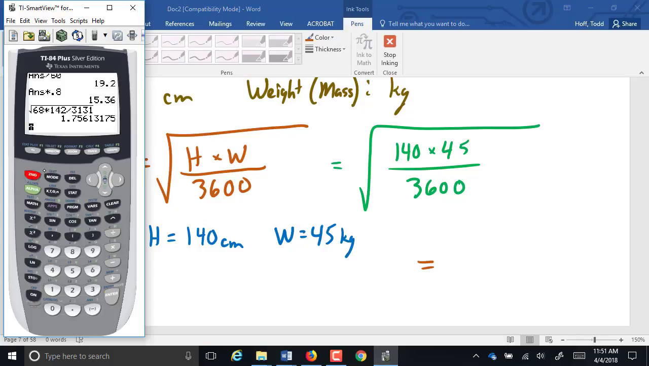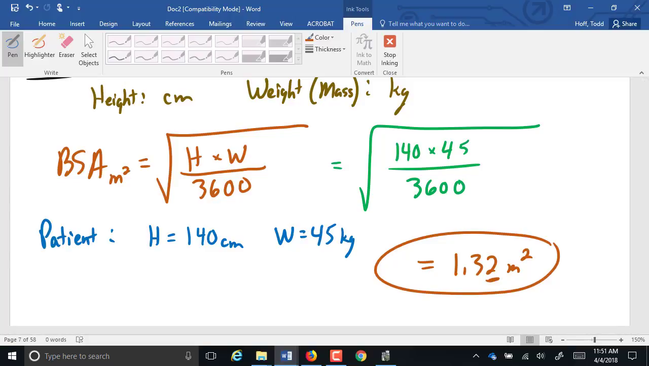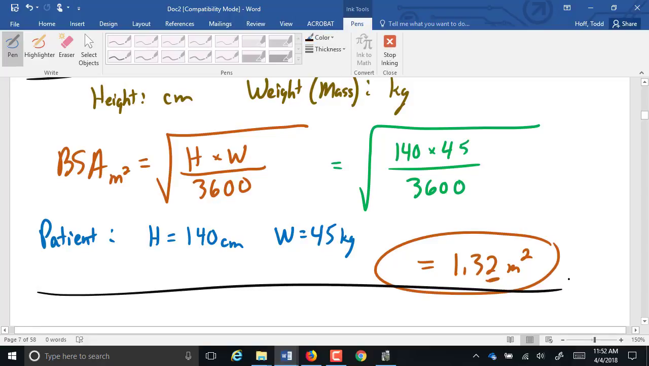So again, we can punch this in the calculator all in one step. 140 times the square root of 140 times 45 divided by 3,600 gives us 1.322, or 1.32 if we round to 2 decimal places, meters squared. We will always round body surface area to the hundredth of a square meter unless we are told otherwise in the problem. So this is the most precise way of calculating body surface area using a formula.